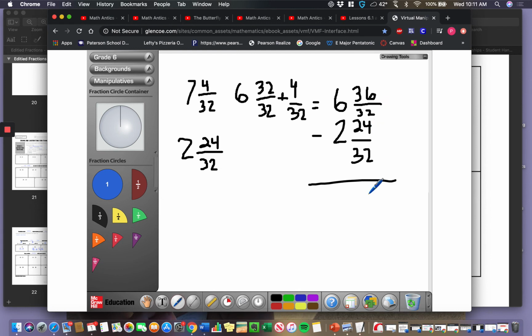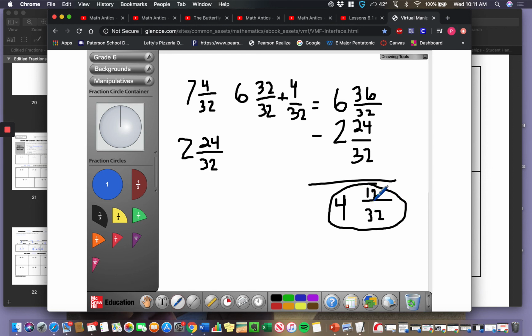Alright, so now my denominator always stays the same. I can subtract my numerators, so I can do 36 take away 24. I'm going to get a new numerator of 12. And then 6 take away 2 is 4. Alright, so here's going to be your answer for number 15.